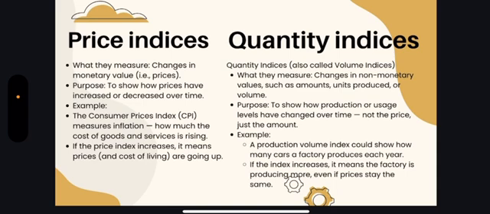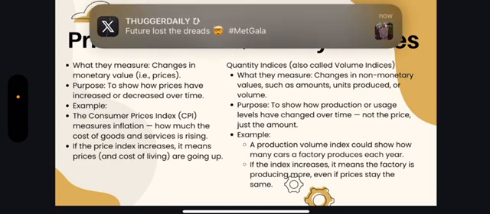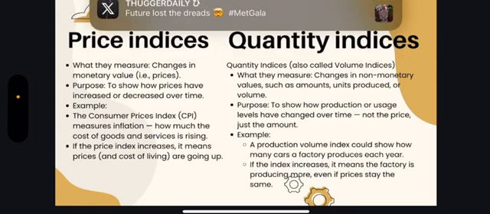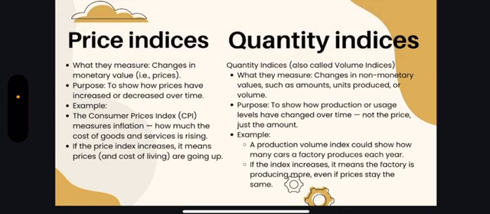For example, a production volume index could show how many cars a factory produces each year. For instance, say I'm the factory car manager. Let's say this year I produce around 1,000 cars. For the next year, it isn't always going to be 1,000 cars I'm producing. It could be less, it could be more, it could be 1,100, it could be less, 900. So that's what it means. At that time, we can calculate the quantity indices. We can compare it each year. So if the index increases, it means the factory is producing more, even if prices stay the same. So that's all from me.